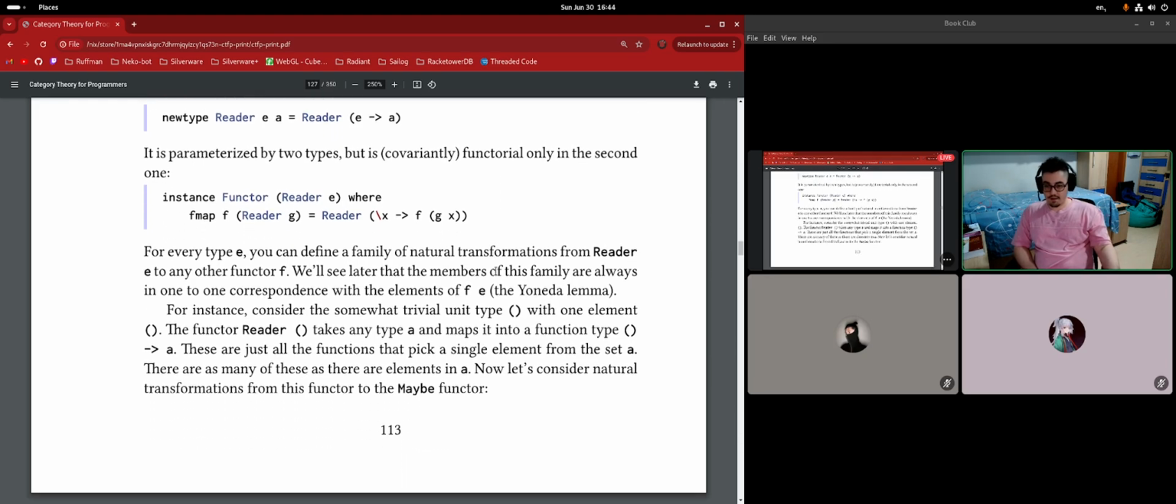And now comes a little weird thing here. For every type E, you can define a family of natural transformations from reader E to any other functor F. We'll see later that the members of this family are always in one-to-one correspondence with the elements of F of A. And I don't know if I understand this sentence correctly.